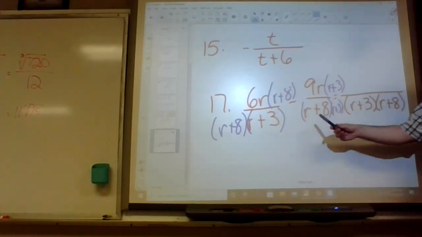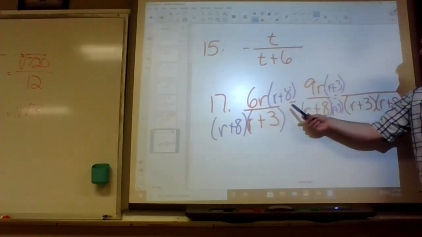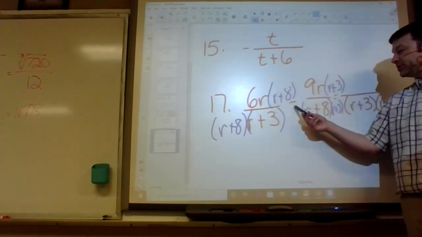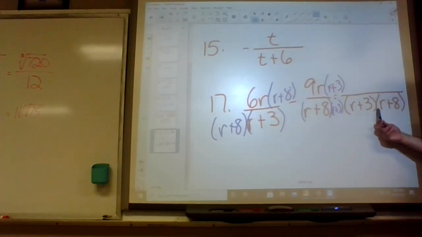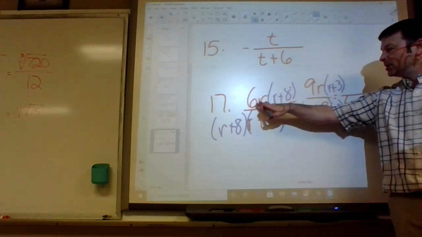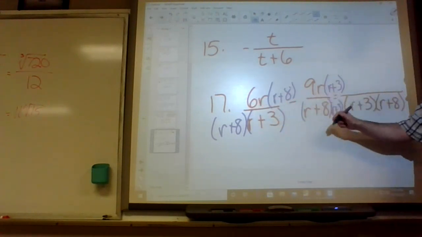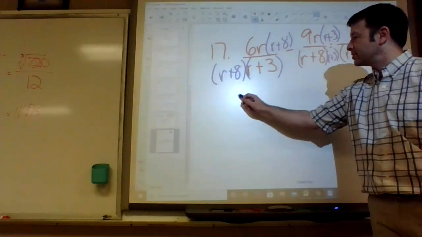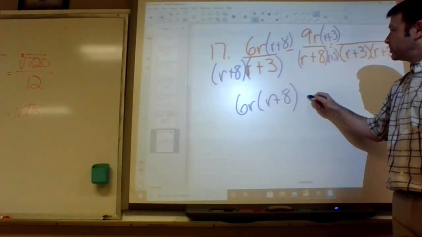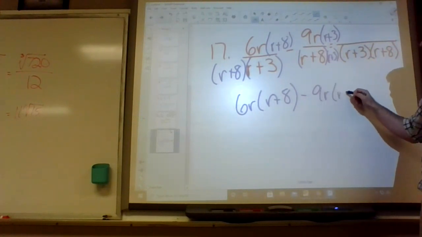So notice, the r plus 3 is going to the other fraction, the r plus 8 is going to the other fraction. The bottom, we're not really doing anything on the bottom. It's a good thing about adding and subtracting, I guess. But we can simplify this top. So basically what we have is 6r times r plus 8 minus 9r times r plus 2.